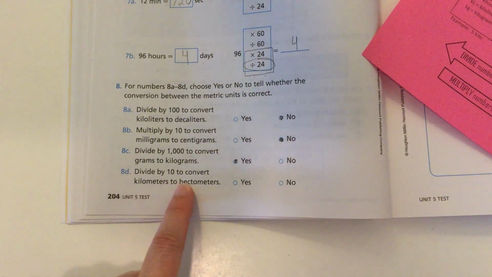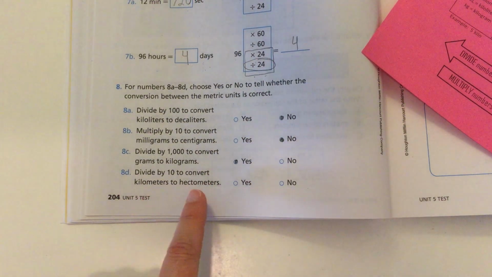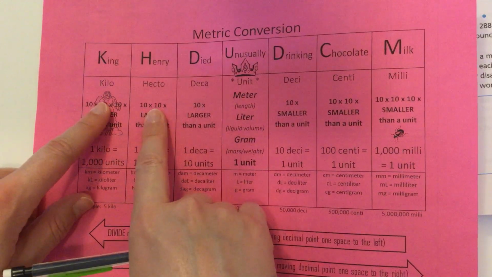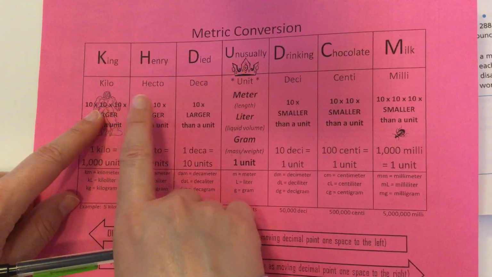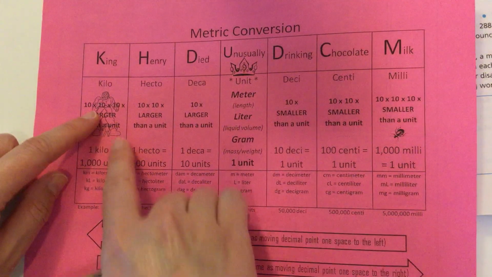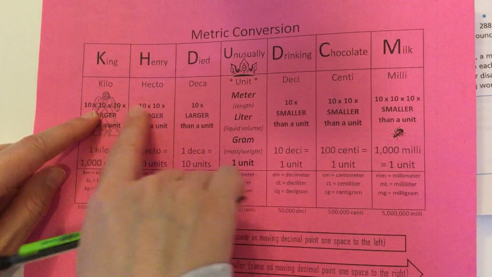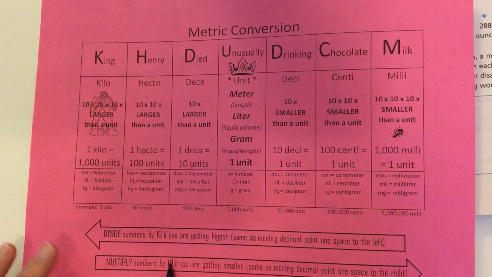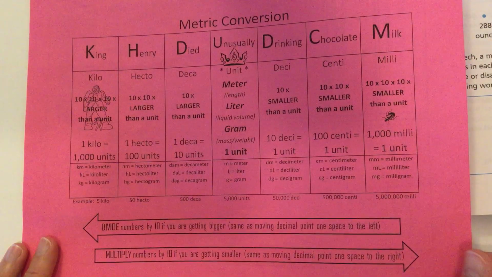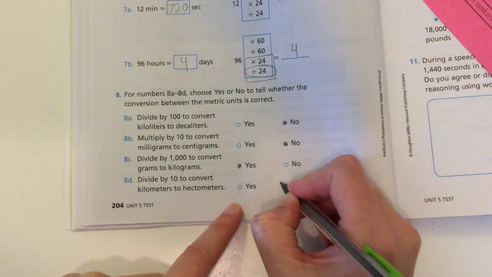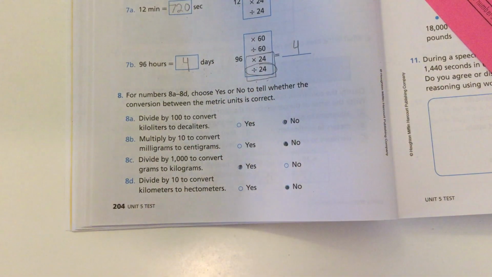Last, divide by 10 to convert kilometers to hectometers. All right, let's check this out. Kilometer, hecto. If I'm going from kilometer to hecto, it's 1 hop. So that means 1 zero, so it's 10, right? Is it going to be multiplied by 10 or divide by 10 if we're going this way? Let's check it out. Multiply by 10 if you are going that way. There's that lovely arrow. Let's see. Oh, nope. They said divide by 10. They are wrong. It is multiply by 10.